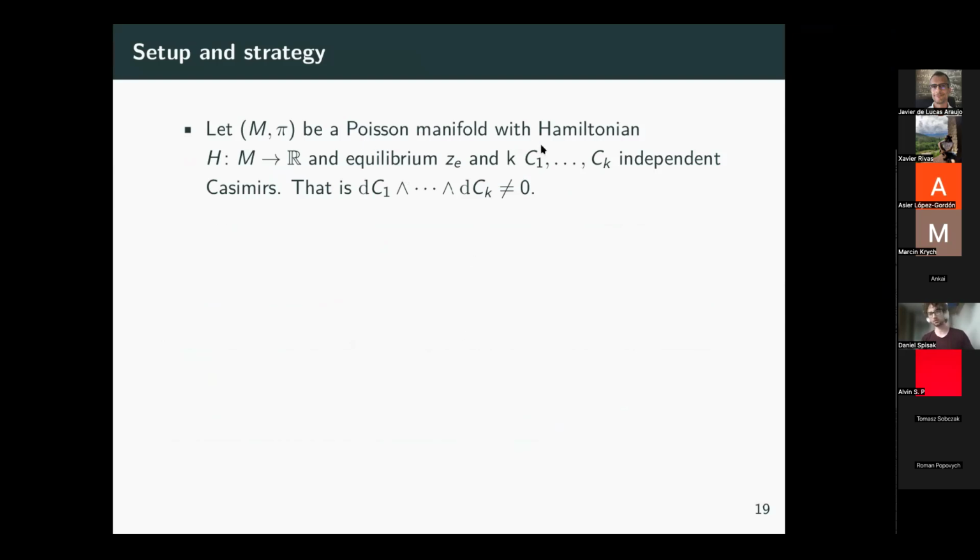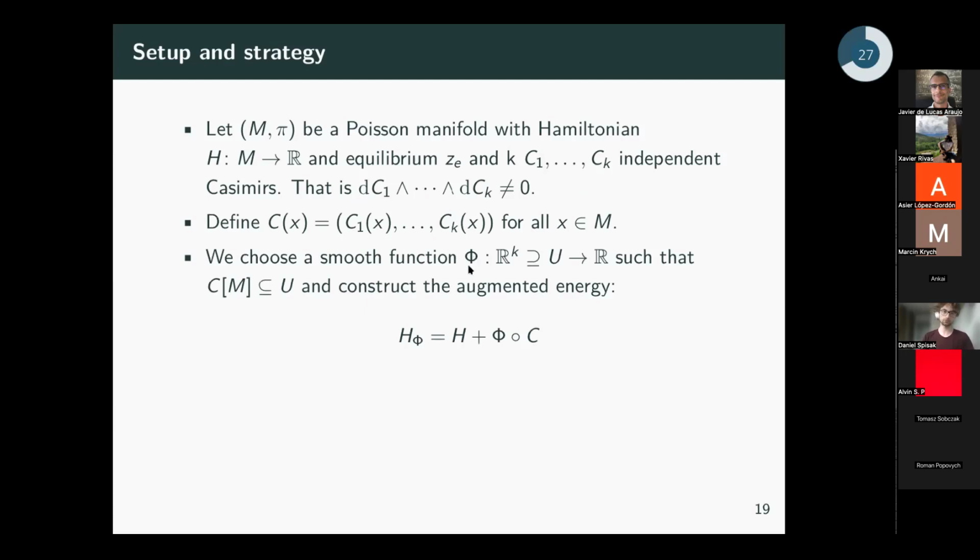So consider a Poisson manifold with a Hamiltonian and equilibrium, and K independent Casimirs. Independent means that we take the wedge over those Casimirs and it is non-zero. We define a function C that is a tuple of all of those Casimirs. Now we choose a smooth function phi over an open subset U of R^k such that the image of C stays in U. And now we modify the Hamiltonian by adding the composition of phi and C.